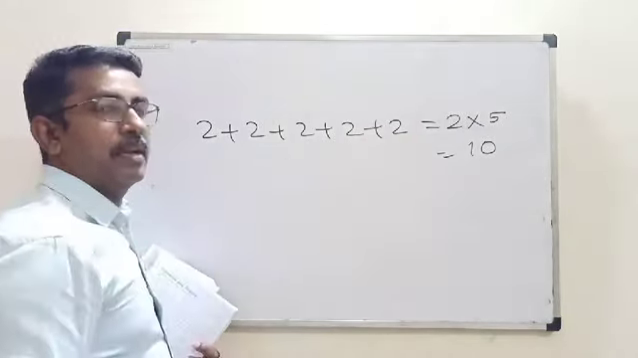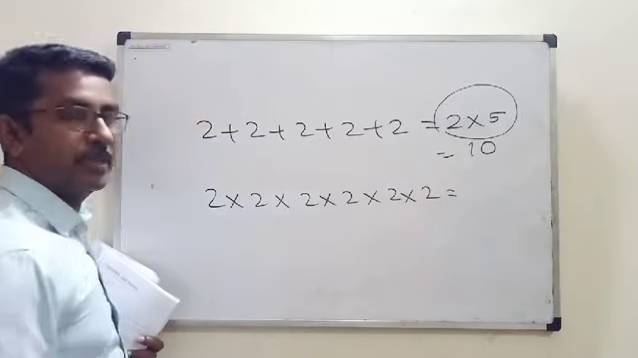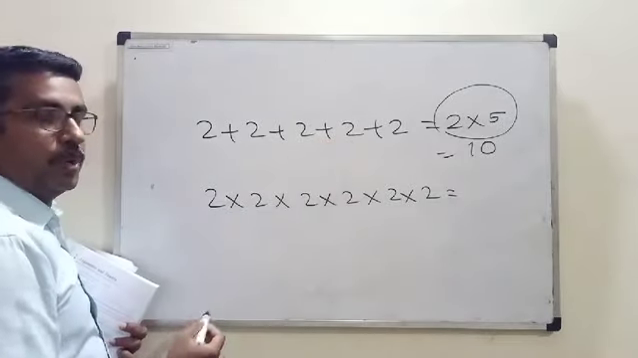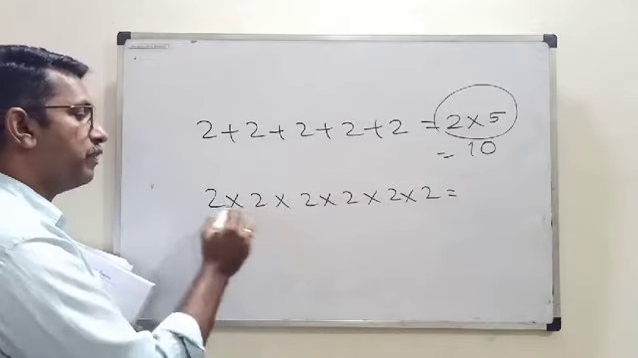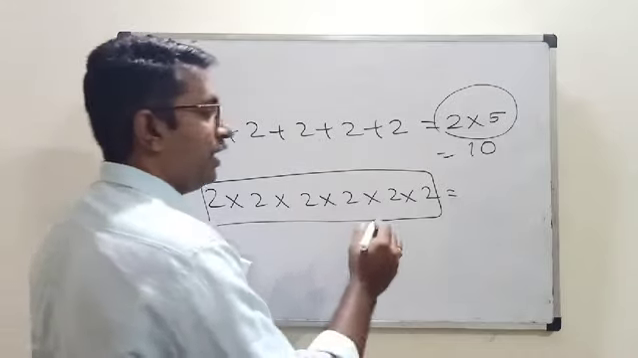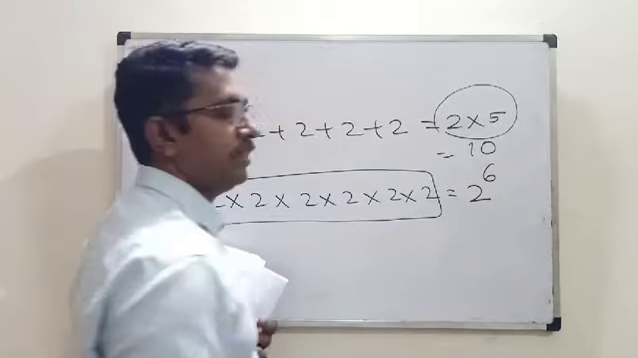Similarly, when a number is multiplied with itself a number of times, say for example 2 into 2 into 2 into 2 into 2 into 2, that is 1, 2, 3, 4, 5, 6 times. Here we multiply 2 with itself 6 times. So this can also be written in a condensed form, that is called an exponential number.